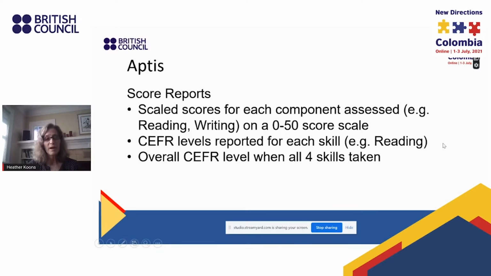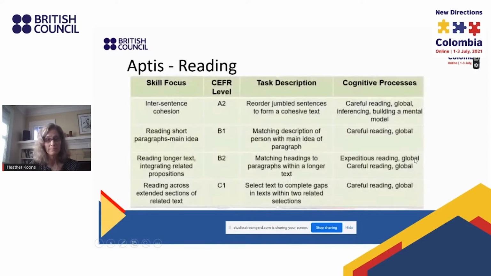Aptis also provides a CEFR level. The assessments were designed with CEFR levels in mind, and so all of those assessment items identify or link to a particular CEFR level. So when all four skills, the writing, speaking, listening, and reading, are taken, you can get an overall CEFR level, as well as just when you have an individual assessment such as reading.